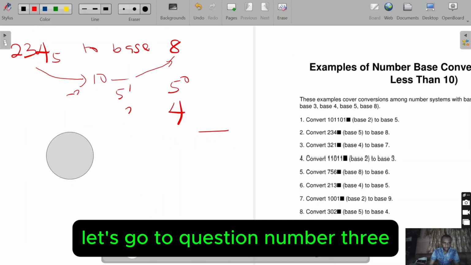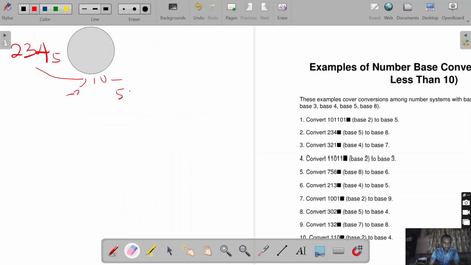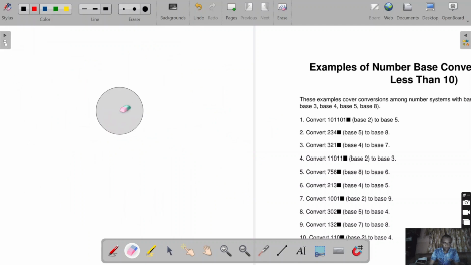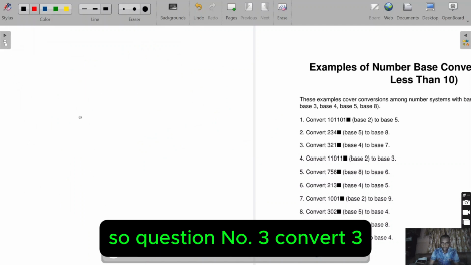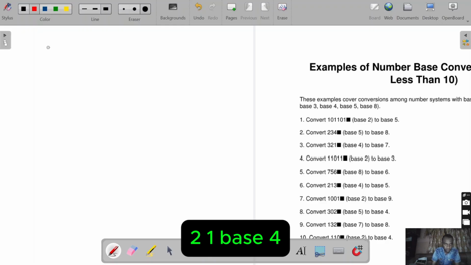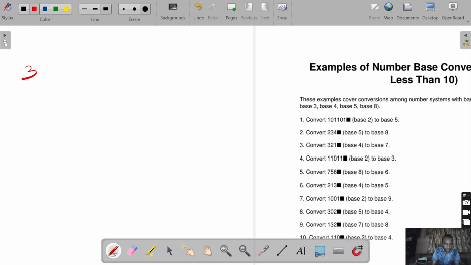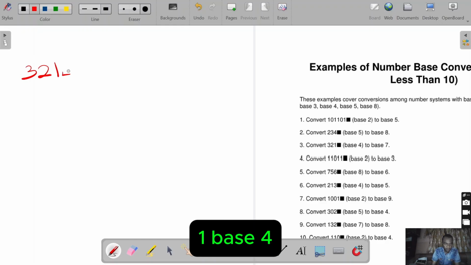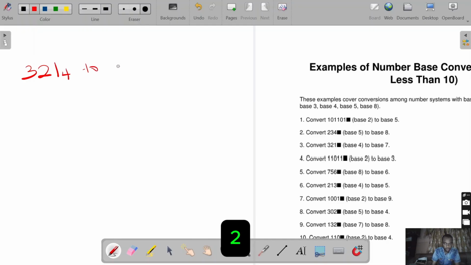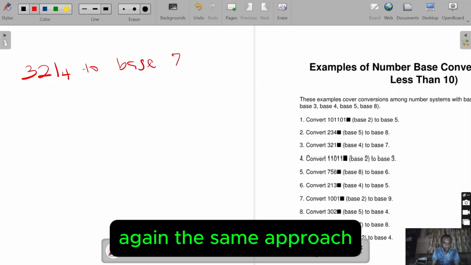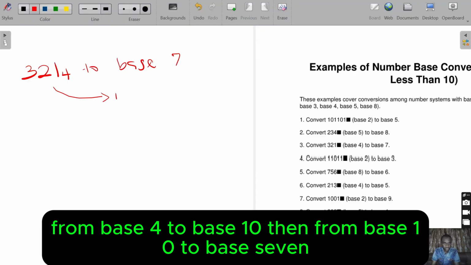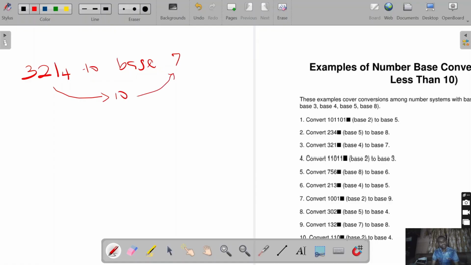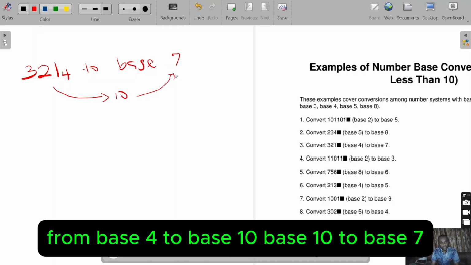Let's go to question number 3. Question number 3: convert 321 base 4 to base 7. Again, the same approach: from base 4 to base 10, then from base 10 to base 7.